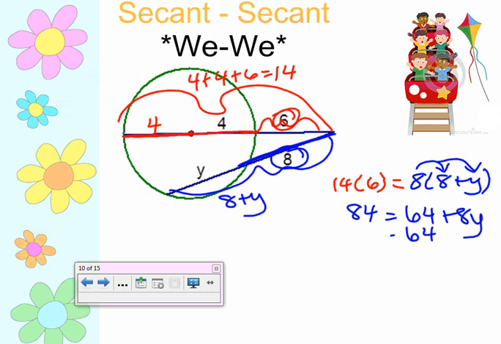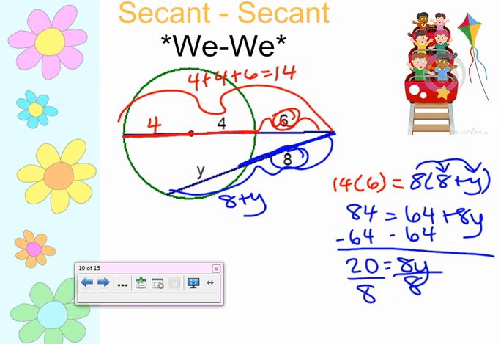Subtract 64 from both sides, and we will get a value of 20 equaling 8y. And when we divide both sides by 8, we're going to get a value of 2.5. And it is okay to get decimals, okay?